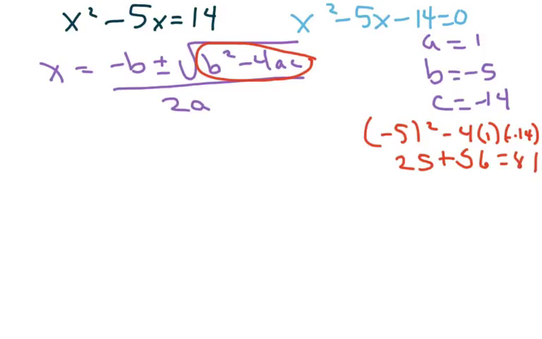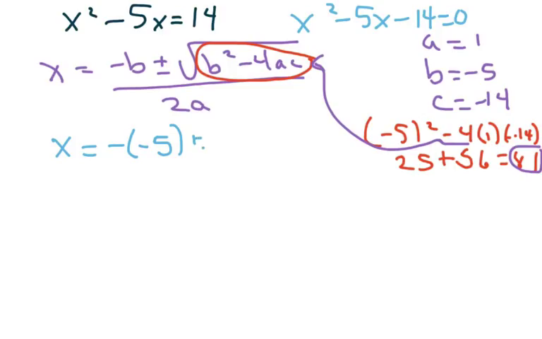So I'm going to plug this into that. So now we have x equals negative b. So put the negative, and then you're going to write negative 5 plus or minus the square root of 81. We already took care of that part over 2 times 1, which is 2. Now we're going to separate this out.